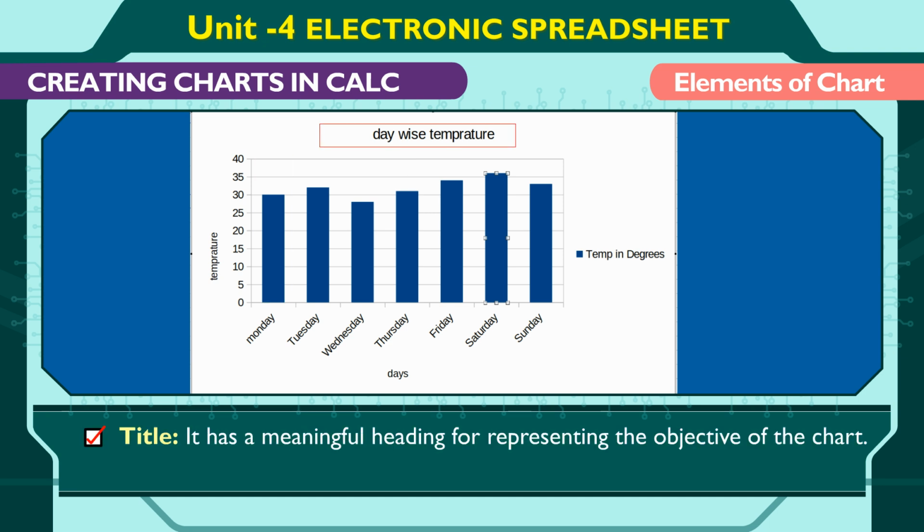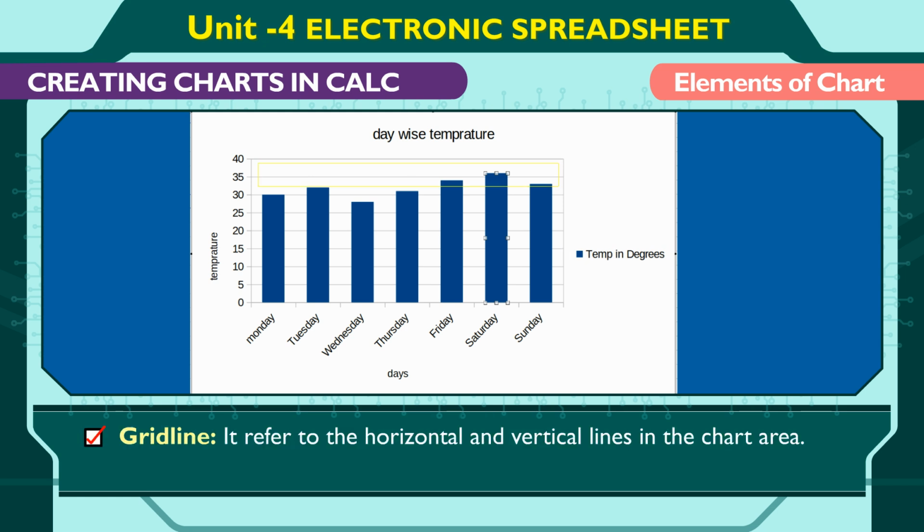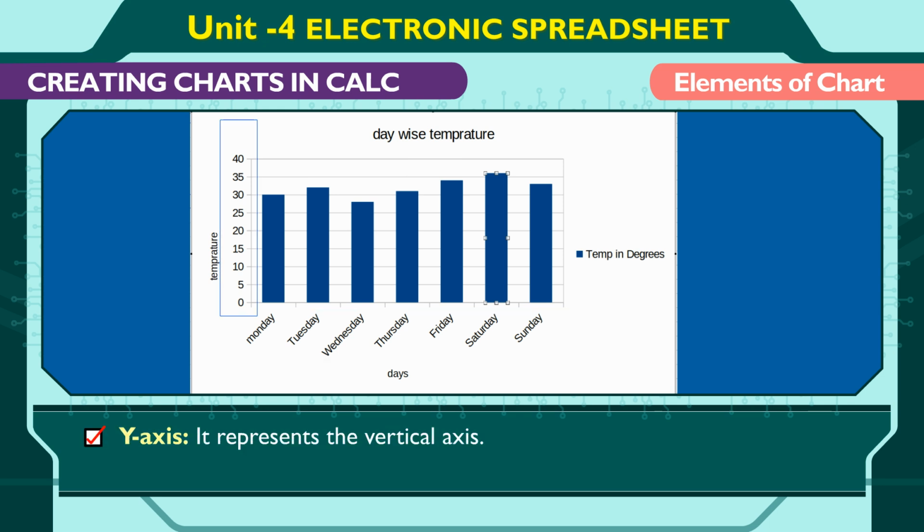Title. It is a meaningful heading for representing the objective of the chart. Legend. It shows which data series each color on the chart represents. Grid line. It refers to the horizontal and vertical lines in the chart area. X-axis. It represents the horizontal axis. Y-axis. It represents the vertical axis.